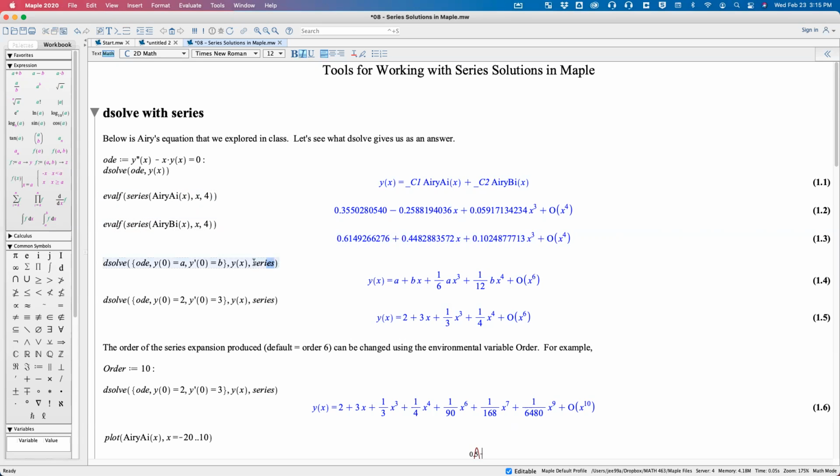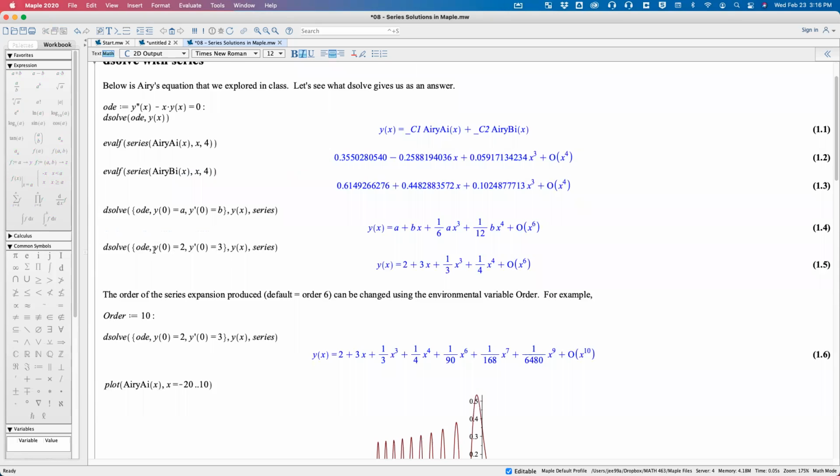There is a series option for dsolve. So if you go into the dsolve command and dsolve this differential equation at starting points A and B, it'll show you what the formula is for the first couple of terms. And what I want you to see here is the initial condition A only affects every other term. The initial condition B affects every other term. So this is going to be very different once we get into it by hand here in a second than the problem that we just finished. So here you can see a solution when A is 2 and B is 3.